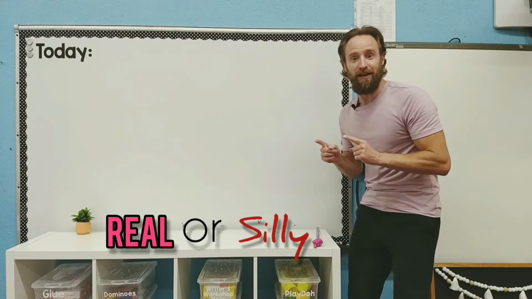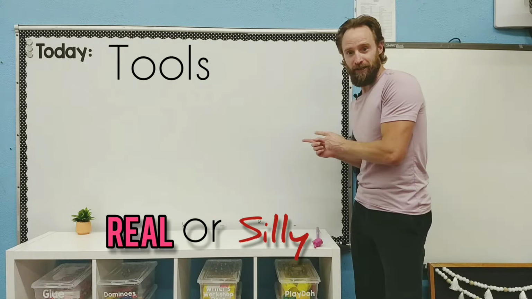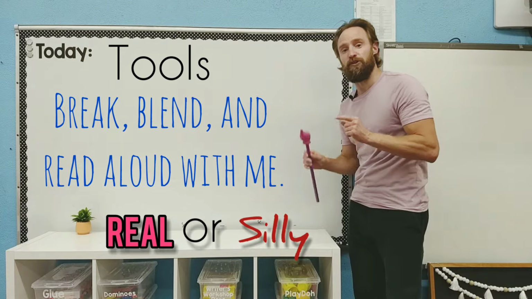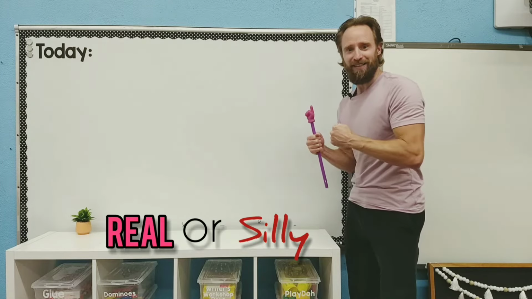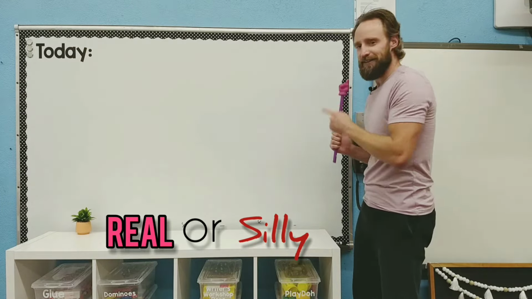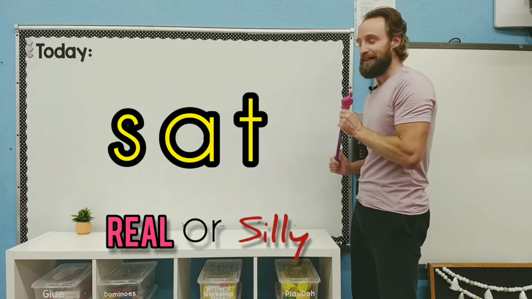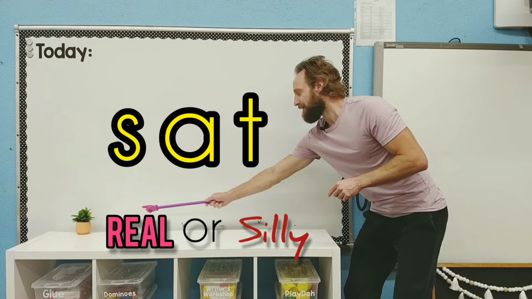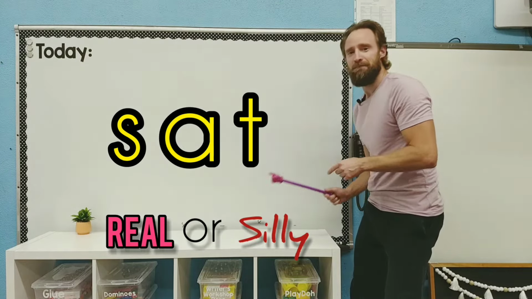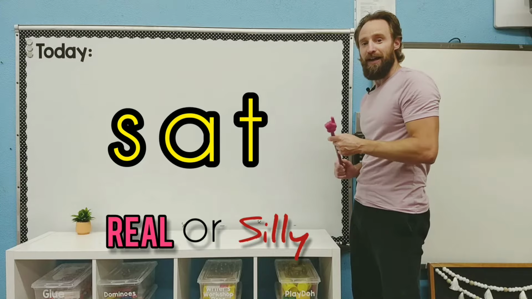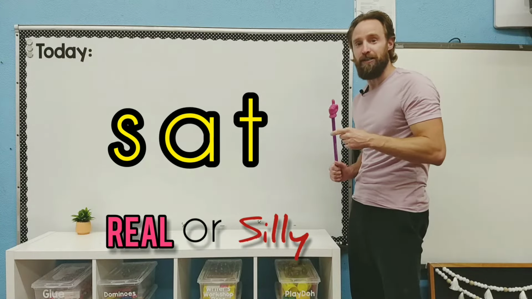Now, before we get started on the game, let's go over some of the tools we're gonna use to help us read the words. When you come across a word you don't know, the first thing you can do is break it into smaller parts. Let's practice on the word sat. If we were gonna break the word sat, we'd go like this. S-A-T. Do you see how we took sat and broke it into three smaller parts?